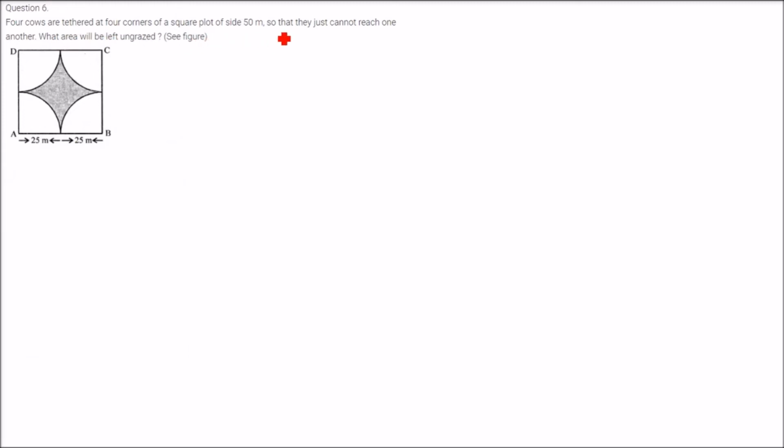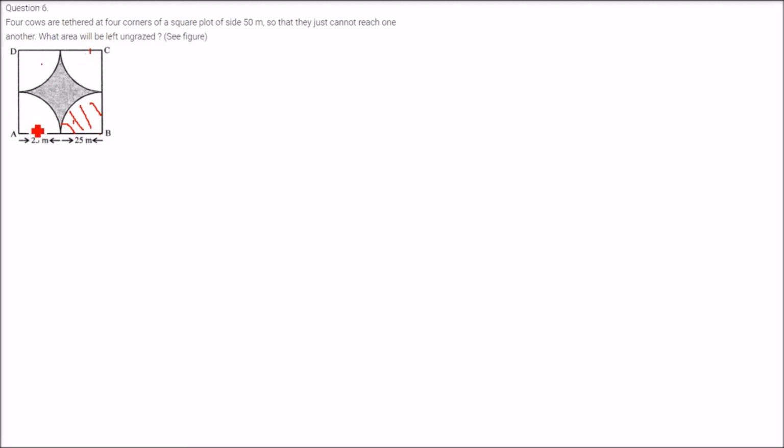4 cows are tethered at 4 corners of a square plot of 50 meters. So we have these 4 cows here. If a cow is tethered here, the cow may graze only this region, this portion. Same is the cow with this one, 4. And this is a square plot of 50 meter side. They just cannot reach one another.